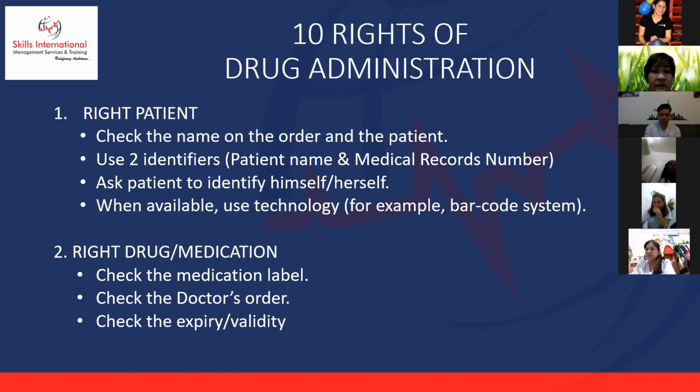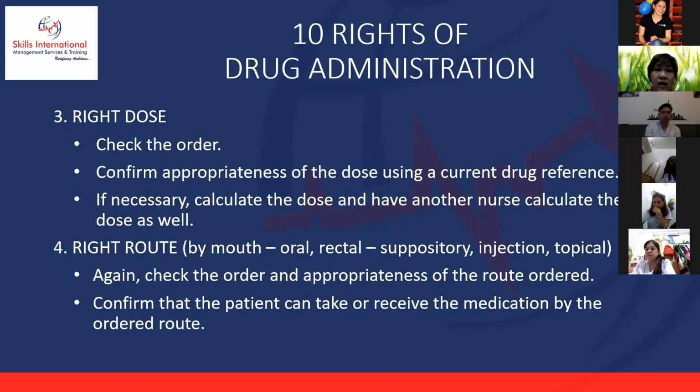So we have the right patient with the right drug, with a right dose. Now with the right dose, we have to check again the order. So check again the order for how much you will be giving. Like the order said, Panadol 500, 1 tablet to give now. So that is the order. You check the order and bring it to the patient. Confirm the appropriateness of the dose using a current drug reference.